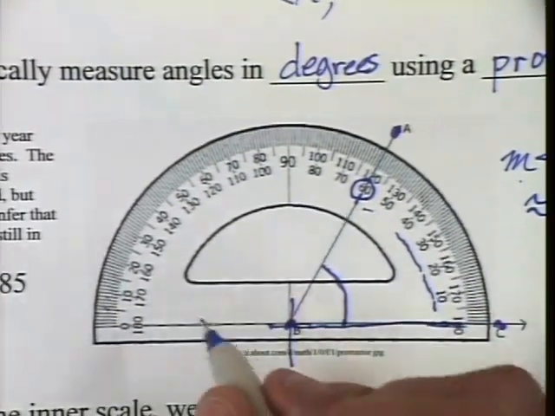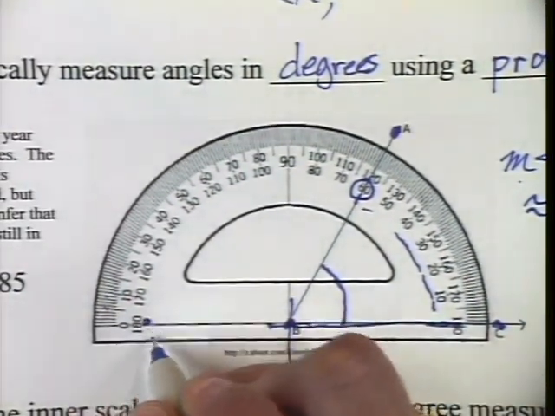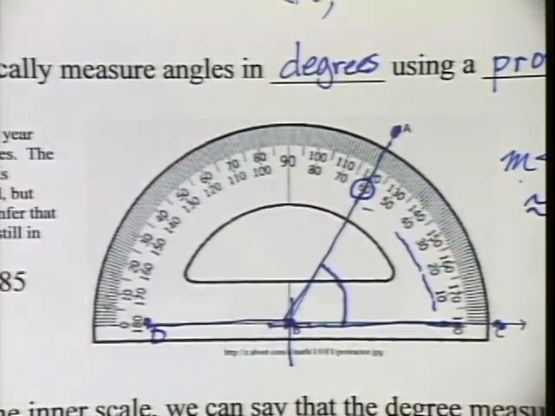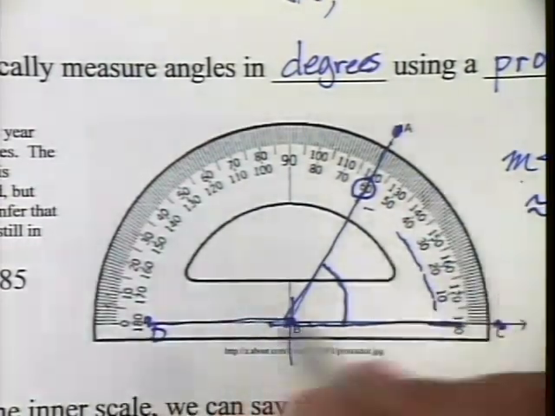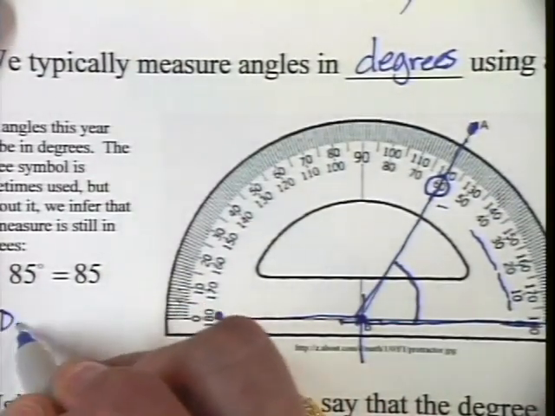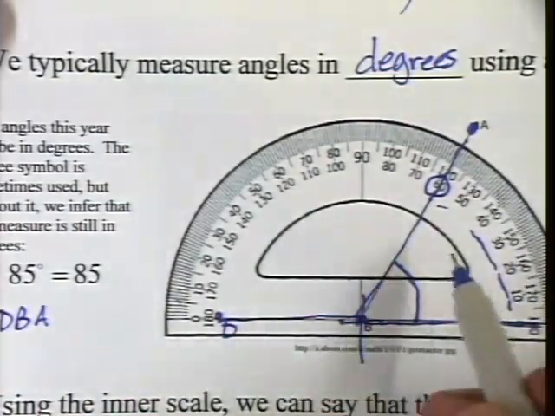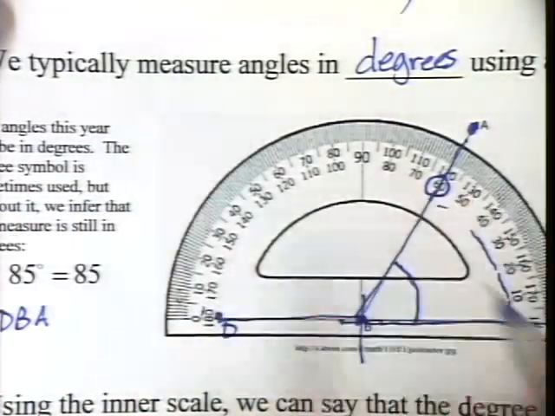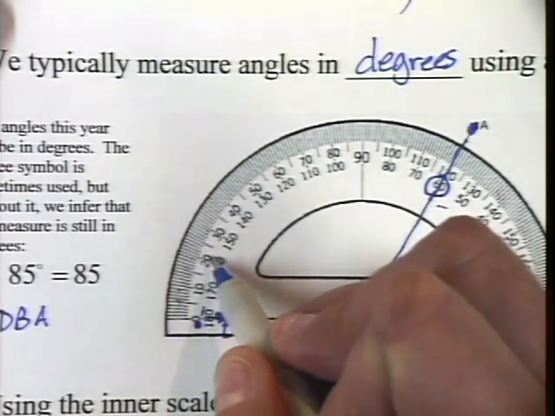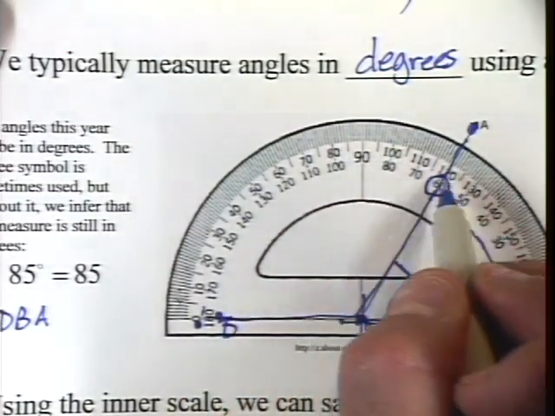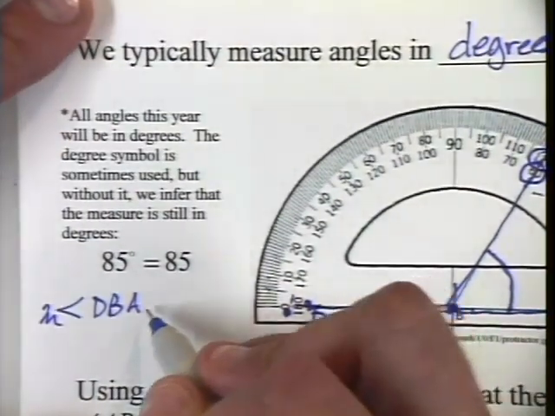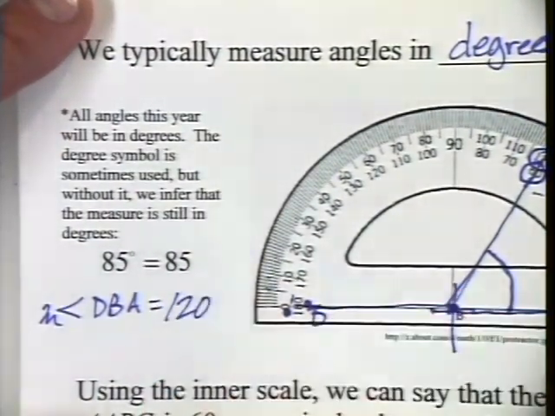Now, just to extend it, what if I had another point over here, point D? Now I can actually measure this other angle, which is angle DBA. The measure, then, of angle DBA, I would have to now use the outside because I'm orienting it this way. The outside starts at 0 down here. So if I follow along the outside here, I'm going to get an angle measure that lines up with 120. So the measure of angle DBA is 120.